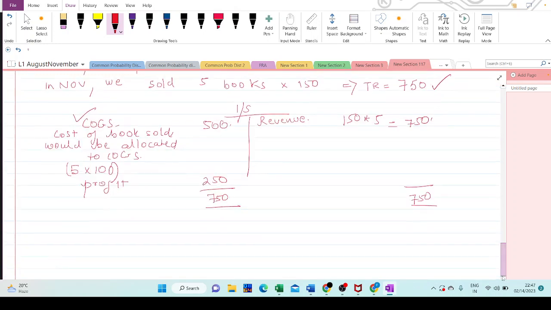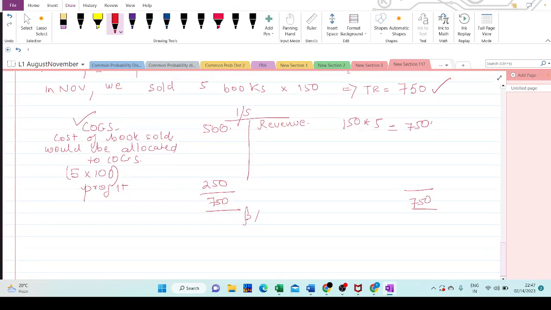And in the balance sheet, cost of unsold books would be reported as inventory. Cost of the unsold books, which is again 5 into 100, 500. Cost of the unsold books would be reported as inventory in the balance sheet.